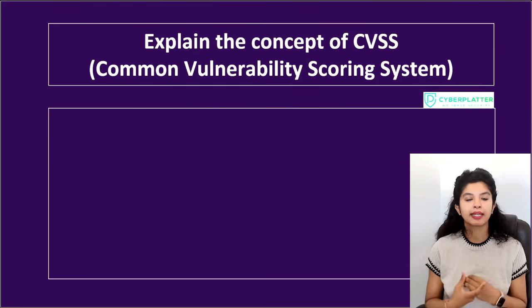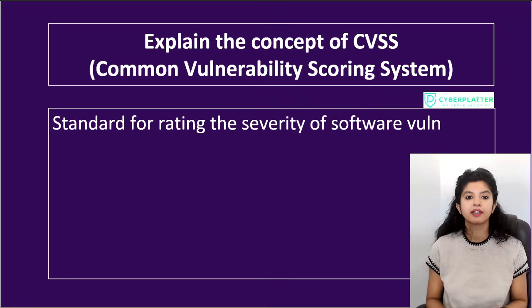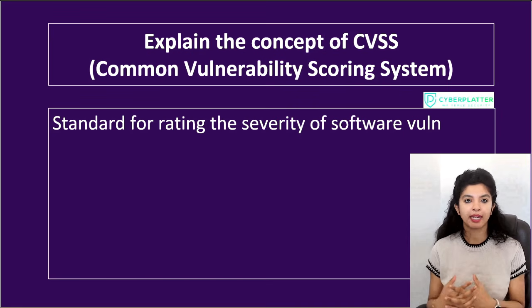Next question, explain the concept of CVSS. Like I said before, CVSS stands for Common Vulnerability Scoring System. CVSS is an open standard. It is used for rating the severity of software vulnerabilities. So it gives each vulnerability a numerical score from 0 to 10, and this represents how severe the vulnerability is, and this helps organizations prioritize remediation.